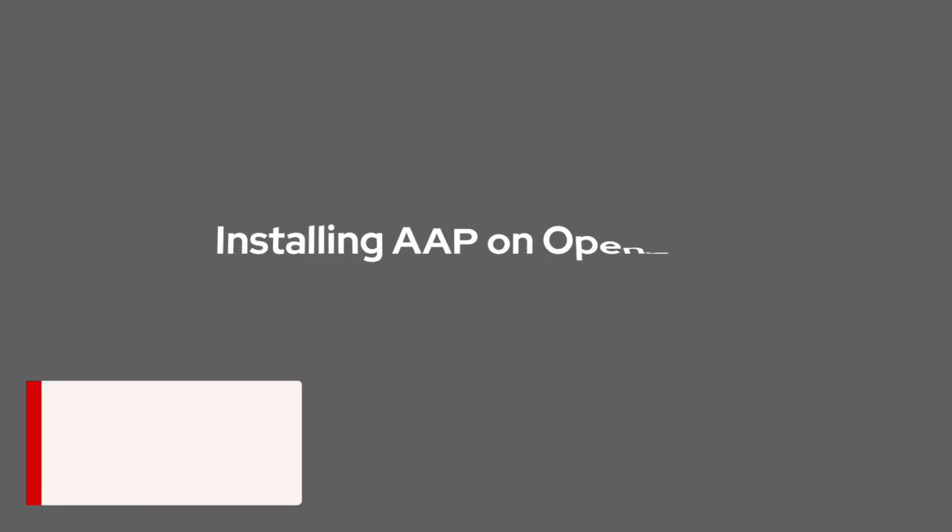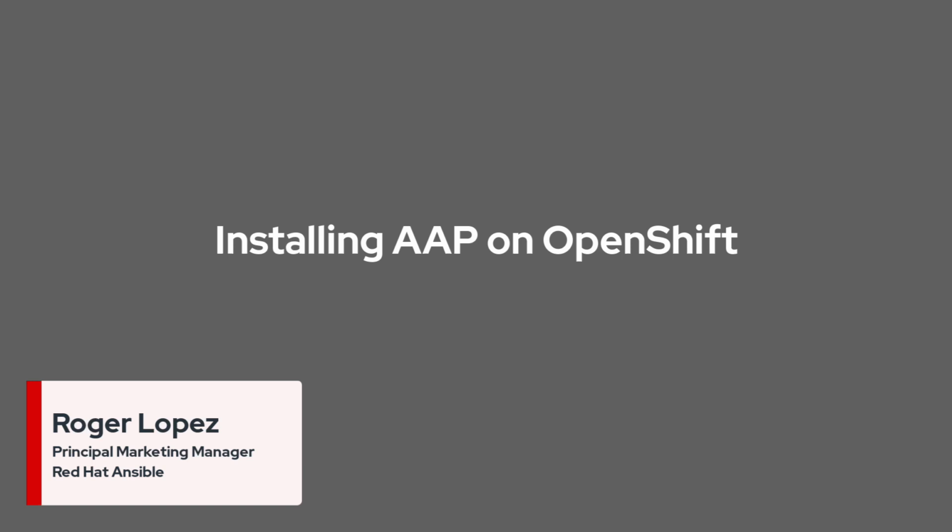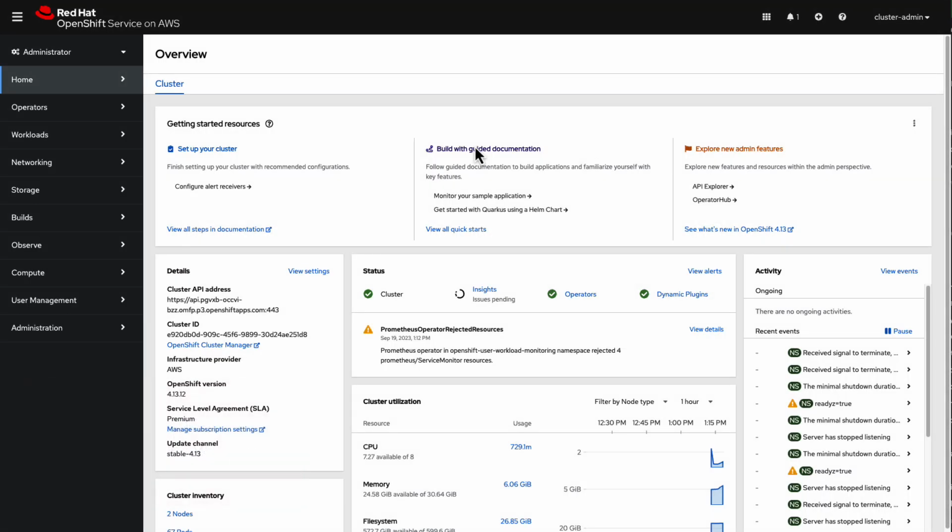Today, we're going to walk through the process of installing the Ansible Automation Platform on an OpenShift cluster. Follow along as we navigate through various menus and set up our automation controller.